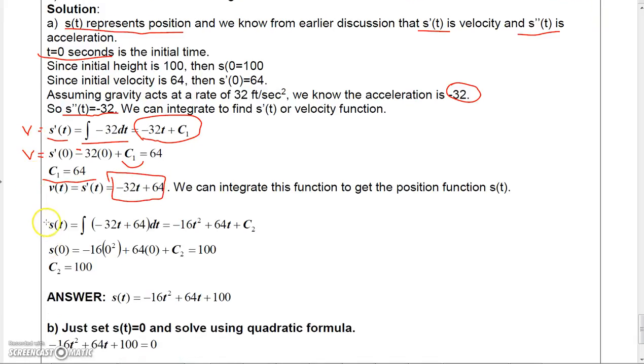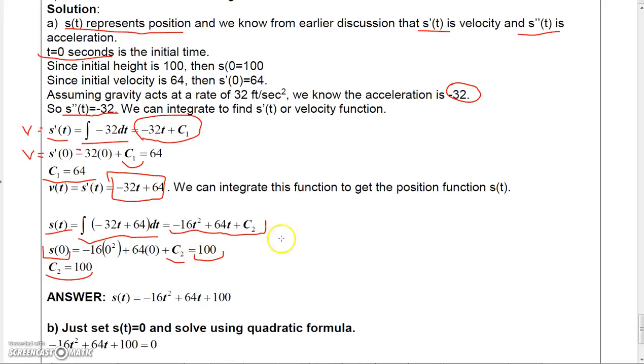Now we can get the position function s of t by integrating the first derivative, which gets us back to the function itself. We integrate negative 32t plus 64, and using our rules that gives us negative 16t squared plus 64t plus a new constant. We know the position of the object at 0 is 100, and if you evaluate this function at t equals 0, you just get c2, so c2 must equal 100.